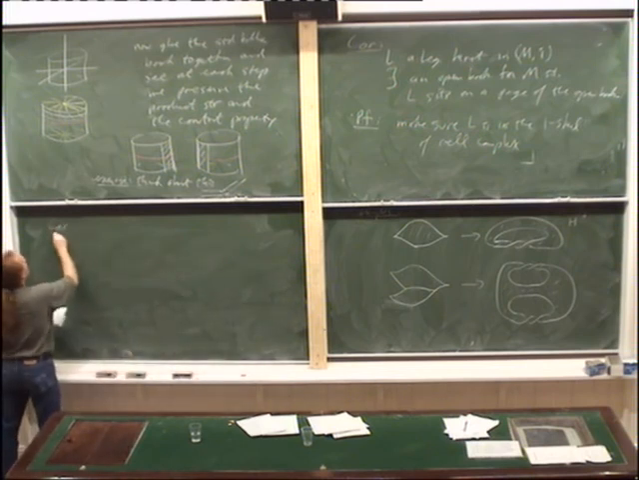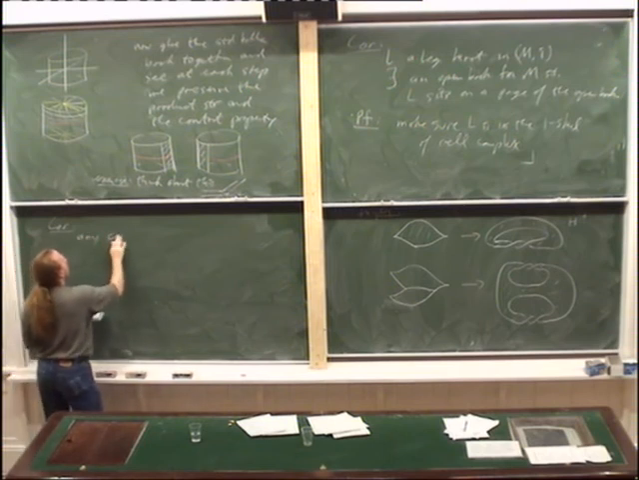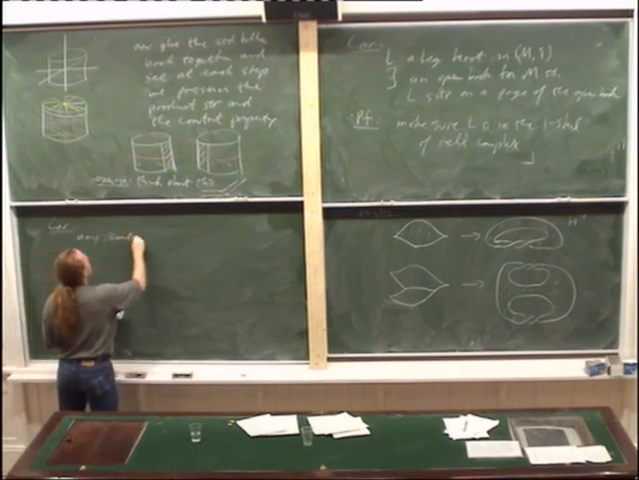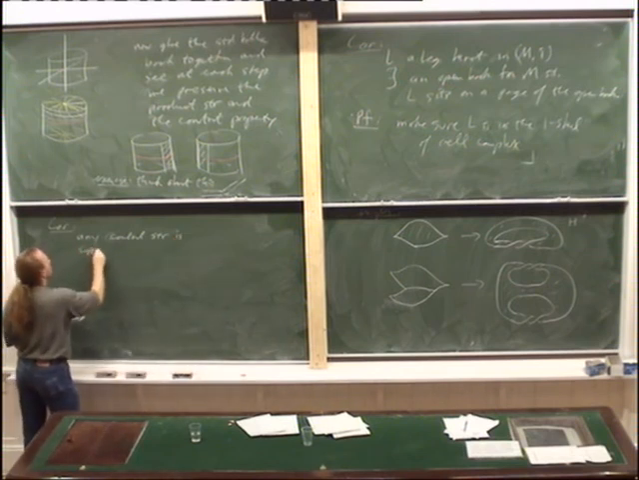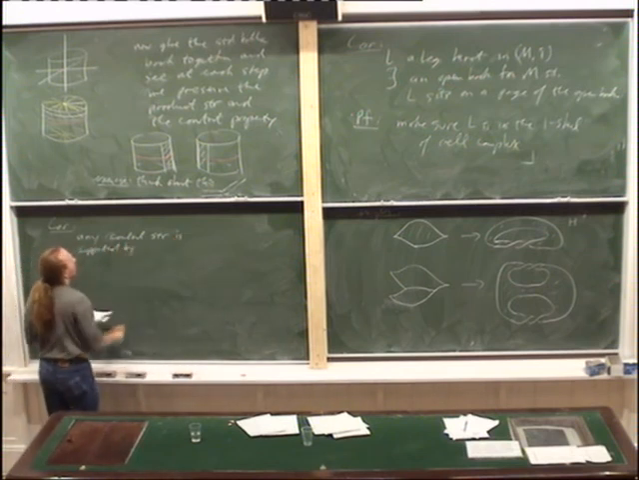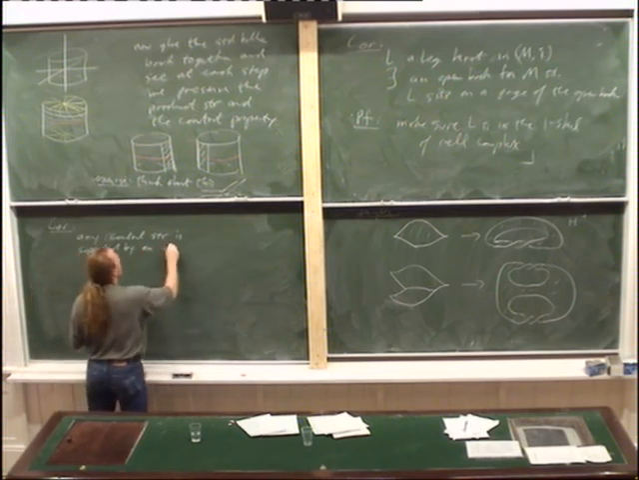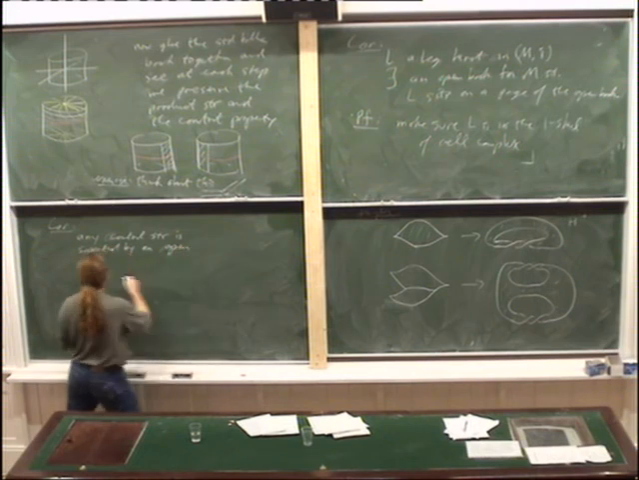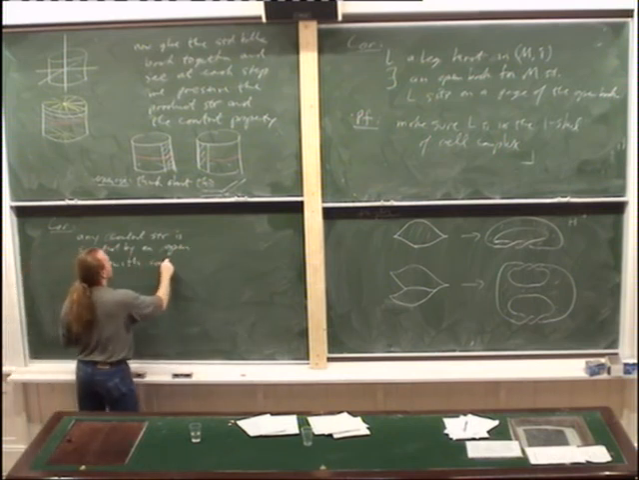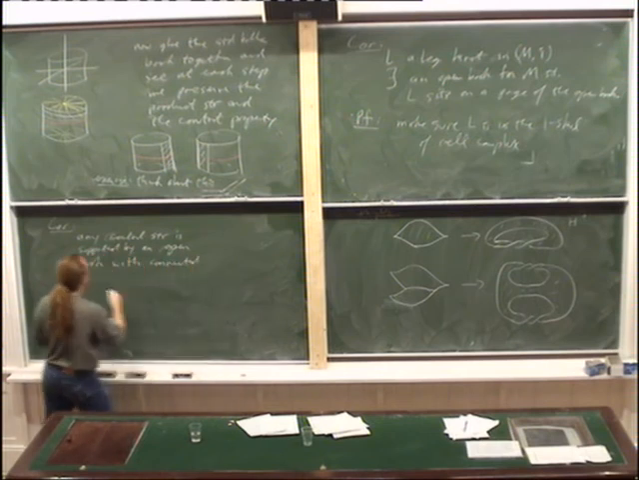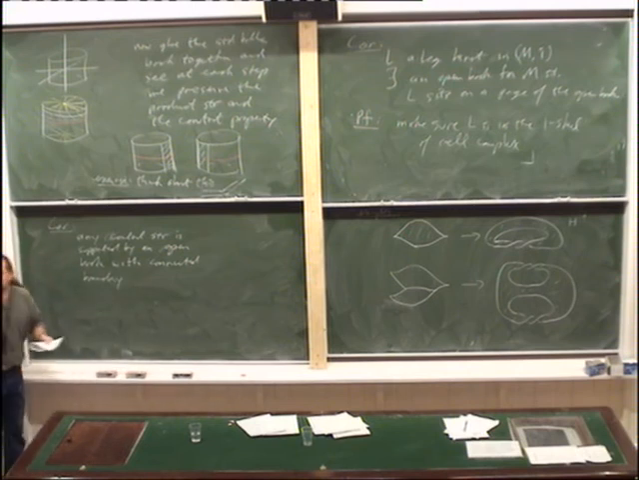So another corollary: any contact structure is supported by an open book with connected boundary. Okay, so why is this?